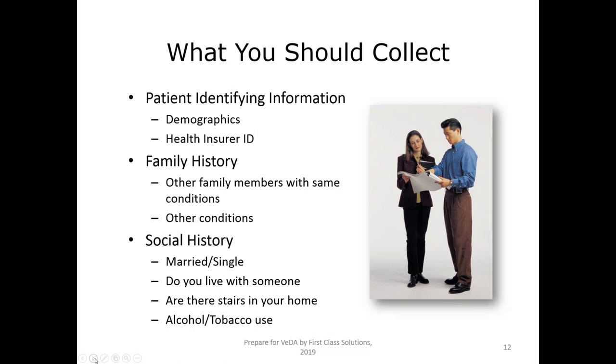Also capture a brief social history. Are you married? Are you single? Do you live with someone? Is there someone there that could perhaps take care of you if you become debilitated? Are there stairs in your home? And do you use alcohol, tobacco, or other substances? All of those are important to your providers in knowing how to develop a care plan for you.